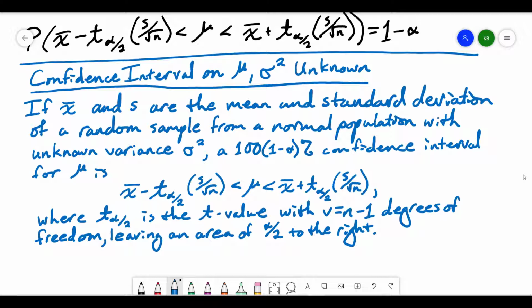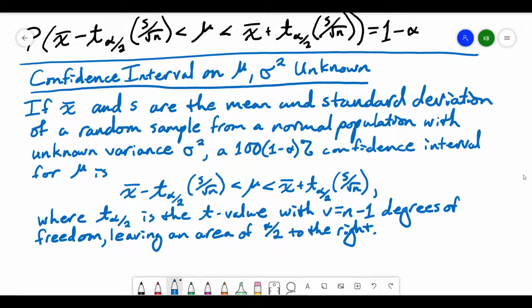standard deviation, depending on which way you want to think about it, is unknown, because if we know one, we know the other, right? So if we have our sample mean and our sample standard deviation for a random sample from a normal population with unknown variance, then we can take a 100 times 1 minus alpha % confidence interval for the population mean by just doing exactly what we showed we could above, where t sub alpha divided by 2 is the t value with the sample size minus 1 degrees of freedom, leaving an area of alpha divided by 2 to the right.